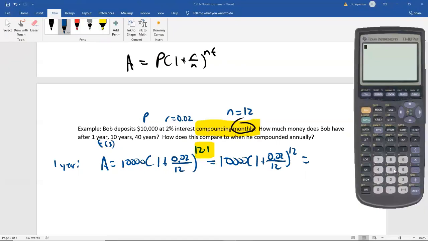Ignore that stuff. So 10,000. Your calculator, you may have to hit times before the parentheses, so be careful. 1 plus 0.02 divided by 12. Close the parentheses. And the exponent is this little, what we call a caret button, and then raise it to the 12th power. I am telling you, you have got to practice this.